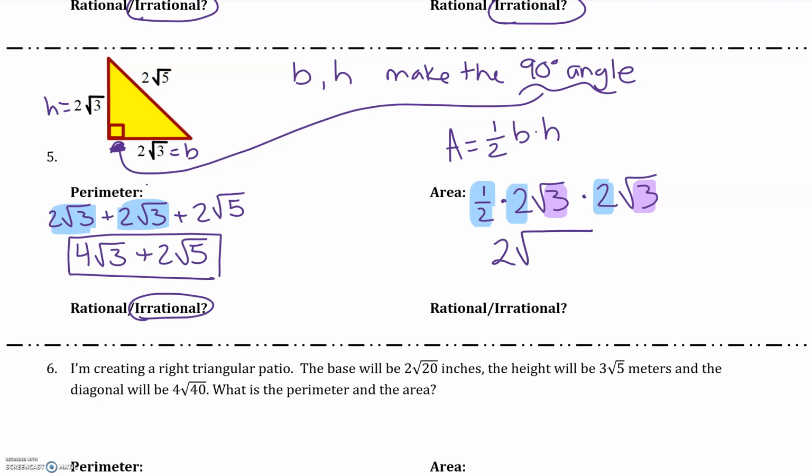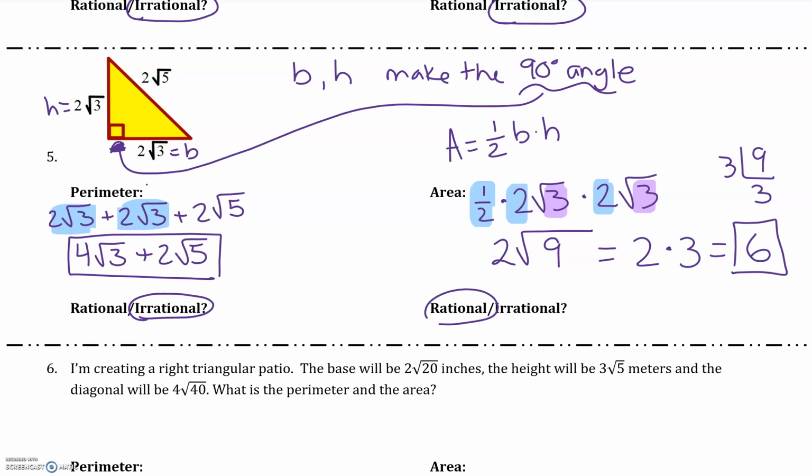Then we have the square root. 3 times 3 is 9. We should all remember that 9 is the perfect square of 3. So I'm going to take that square root of 9 and replace it with a 3, and this becomes 6. Now that it's a perfect square and it becomes a nice integer, that means it's a rational number.